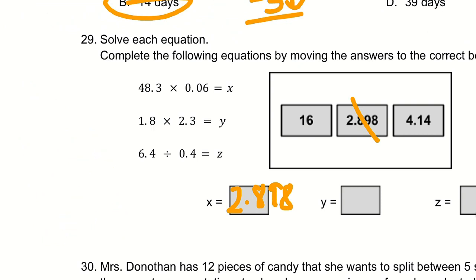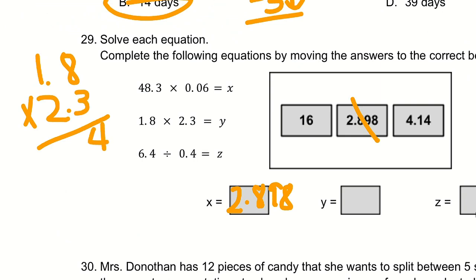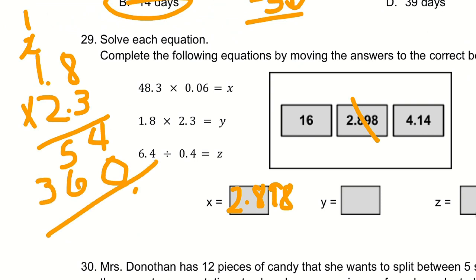Thank you. All right, let's go, 1.8 times 2.3. We should have done this one first. Look how easy it is. 3 times 8 is 24. Carry that 2. 3 times 1 is 3 plus those 2 is a 5. Drop my 0. 2 times 8 is 16. Carrying that 1. 2 times 1 is 2 plus that 1 is 3. 4. And another 4.